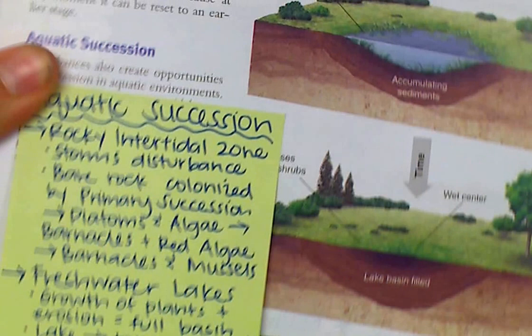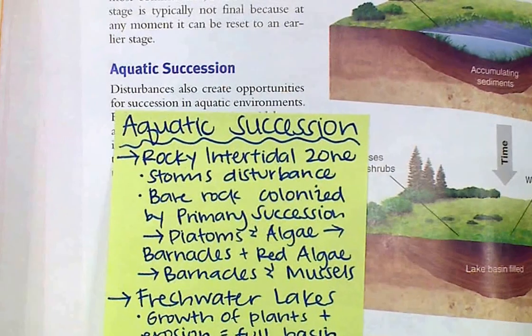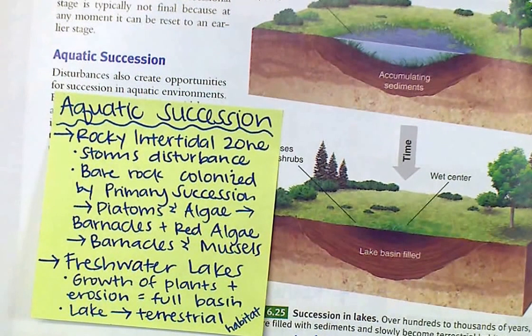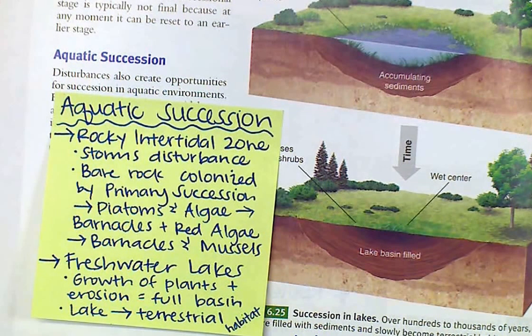All right, now let's talk about aquatic succession, which is our next type of succession here. We have two opportunities for succession in aquatic ecosystems. First we have our rocky intertidal zone, which is next to a beach or a cliff. Usually oceanic storms will disturb that area, and then the bare rock is colonized by primary succession. But the species are going to look different than if it were a forest.